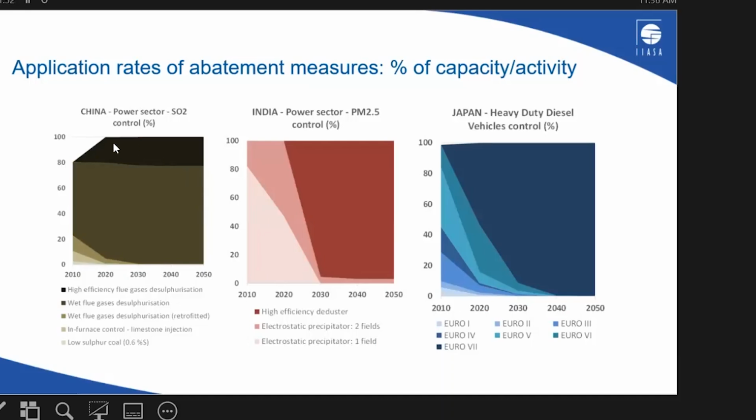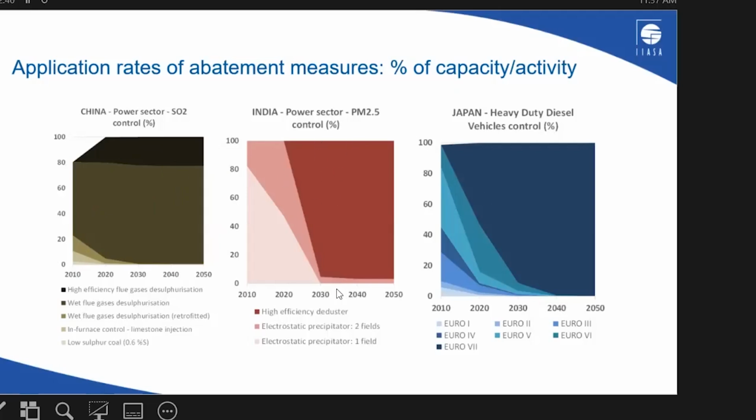So on the left, you can see that in China, in the power sector for SO2 control, the first policy was using low sulfur coal, and it started before 2010. At the same time, they had in-furnace control, meaning limestone injection. Then they came up with a policy of using retrofitted FGD, and then they moved to wet FGD with higher efficiency, and now they are using high efficiency flue gas desulfurization. So you can see that with time, the inefficient technologies are going out and the new technologies with better removal efficiencies are coming.